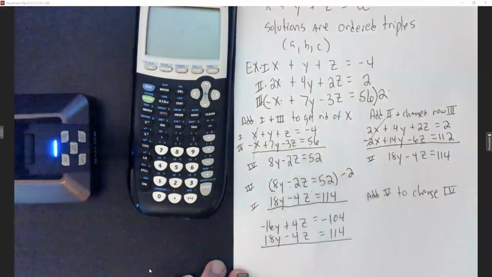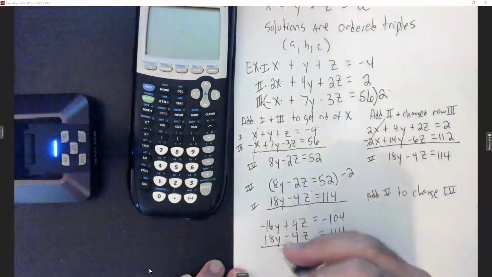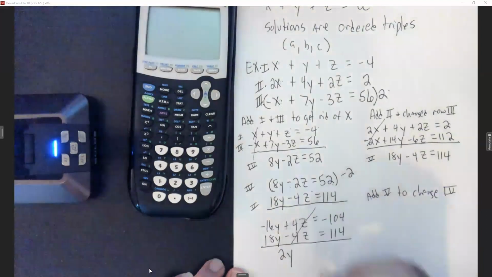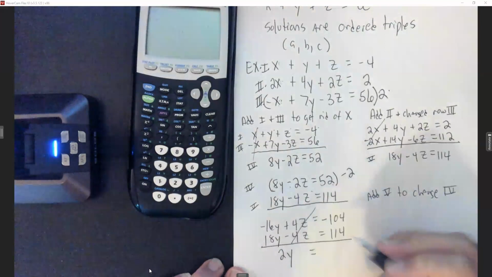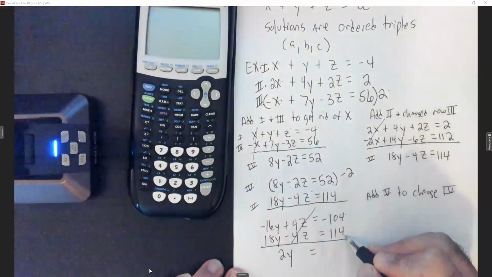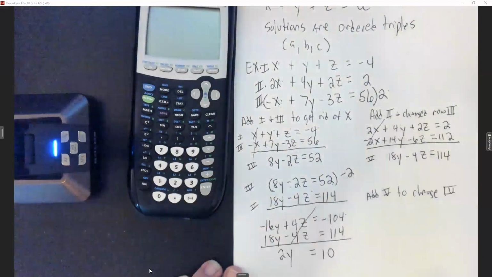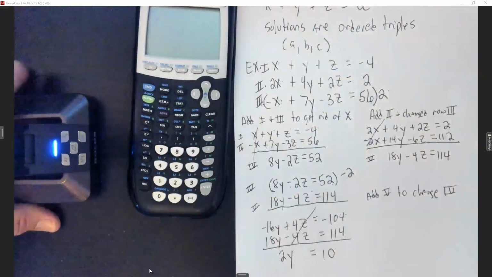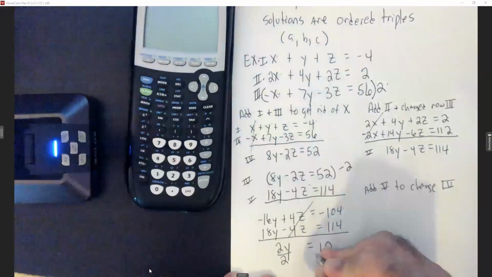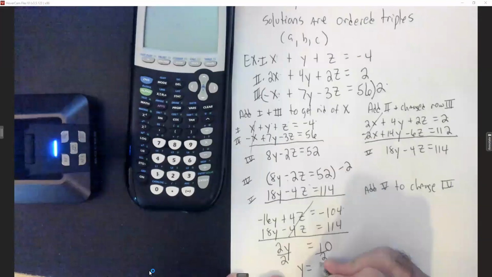So watch this. -16 and 18 give you 2y. The z's cancel. -104, +114 will give me a +10. And then final step, divide these both by 2 so that I know y is going to equal 5.